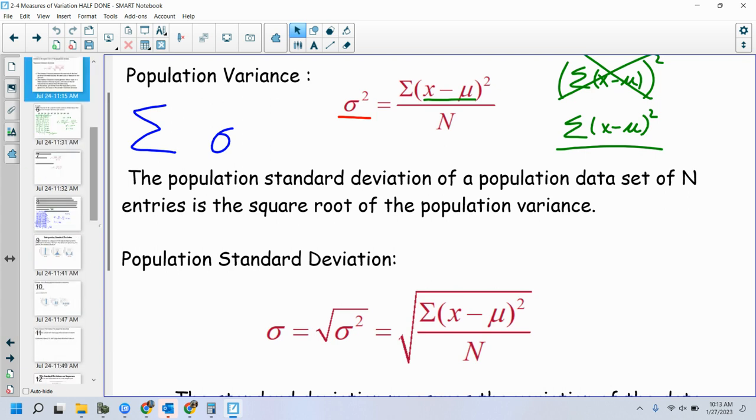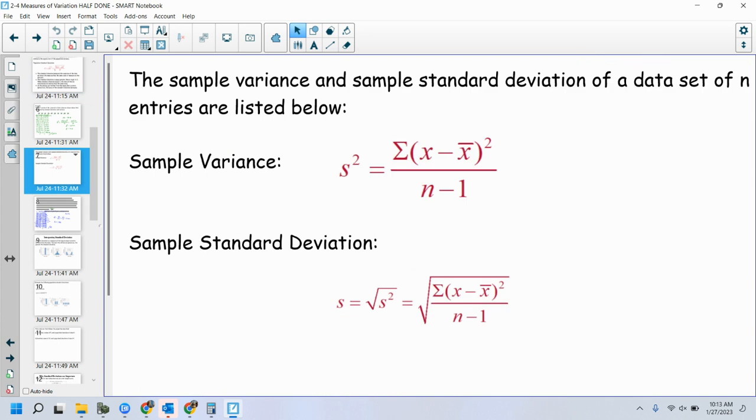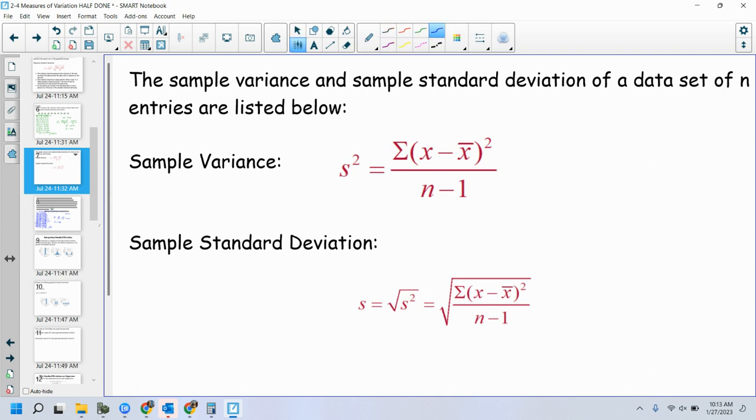And then we did population, and then we did sample. Remember, the difference being the n minus 1. That's the only difference with respect to the actual formula. I mean, I get it, we do x bar and lowercase s and lowercase n. But again, that should be evident from the context of the problem, whether you're using sample or population data, whether you're using parameters or statistics.